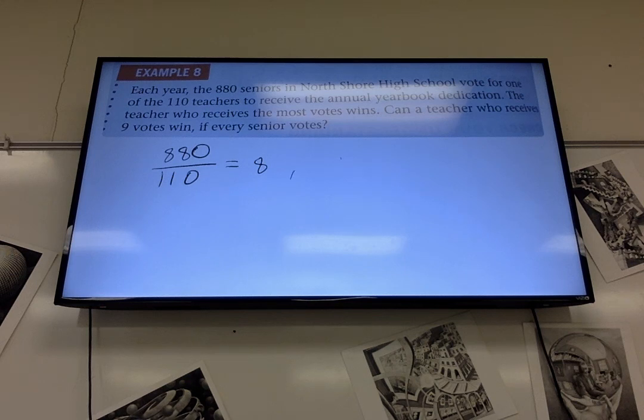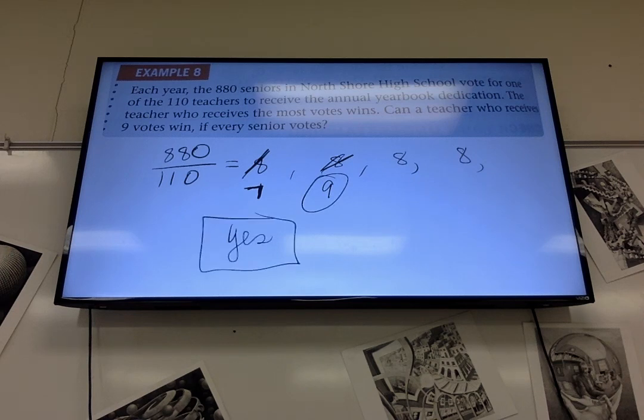So they're all 8s. Well, if we wanted one of them to win, we could just get this one person to vote for somebody else. So this teacher would have 7 votes, and the other teacher would have 9. And all the rest of them would still have 8. So yes, it is possible. So all you really needed to know is that this problem is a mode problem. That's the main idea here.